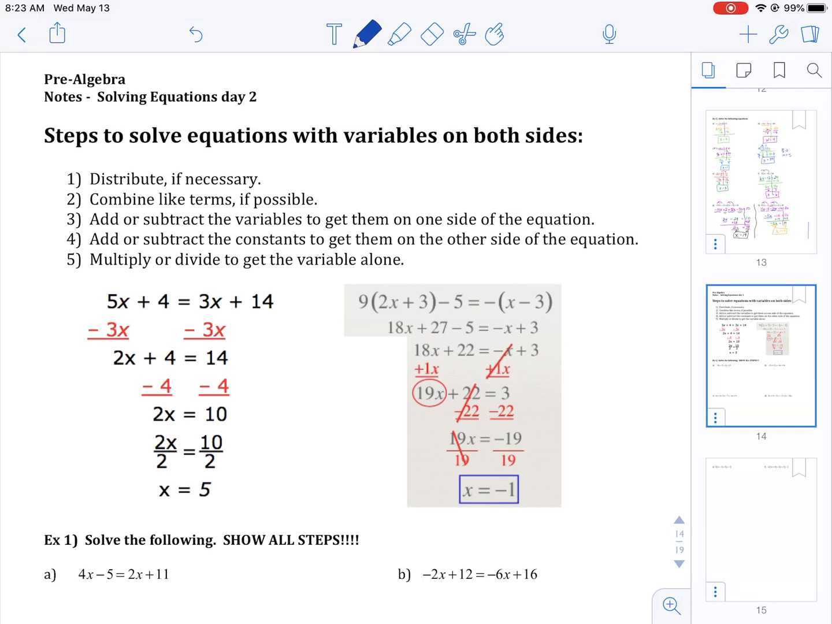All right, today we're going to do solving equations day 2. So these are going to be a little bit more difficult to solve. All right, so I did come up with some steps, so it'll kind of give you an idea of what you need to do in what order.